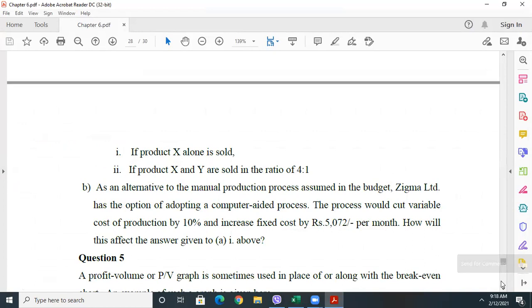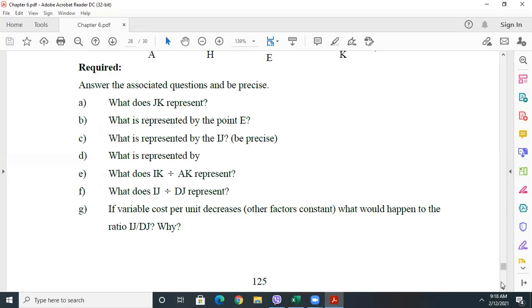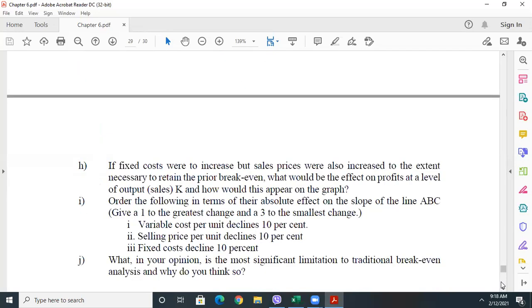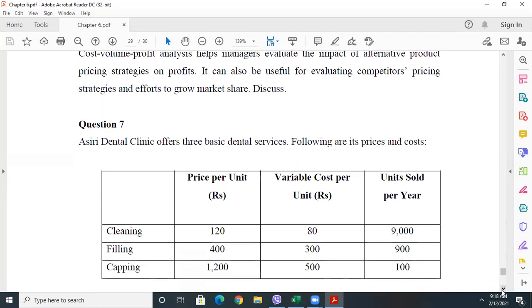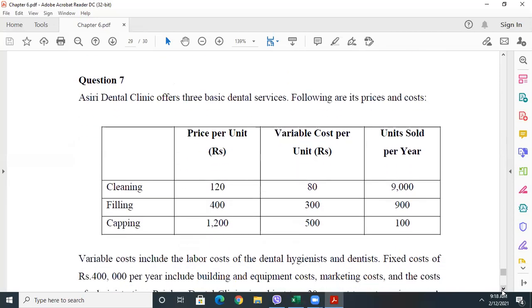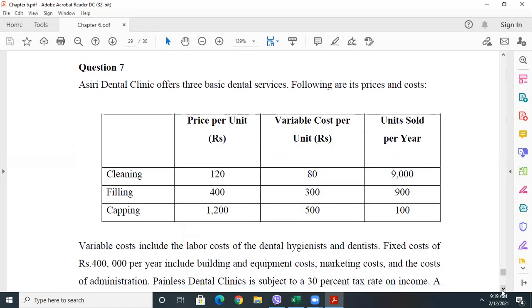Okay, that's about question number 4. Now if we move on to another question of this nature, it is question number 7. This is going to be the last question we are going to look at for the day. It's something similar to this, again a multi-product scenario. So let us look at that.